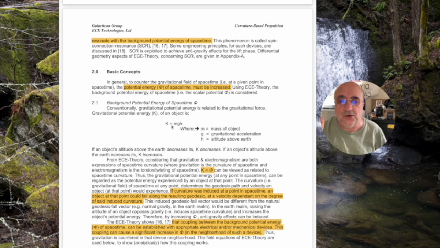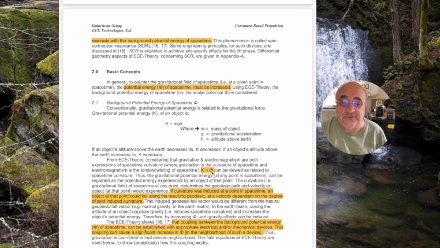Here, he calls phi the scalar potential of space-time. He said it's volts, and then he defines it as mgh, which is energy. Volts is energy per charge.